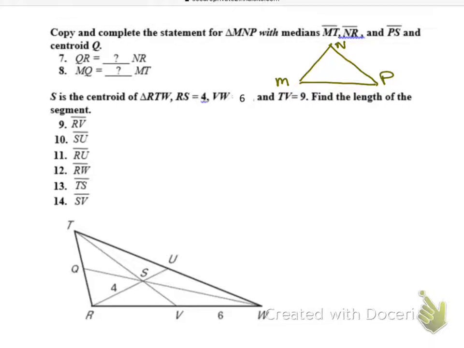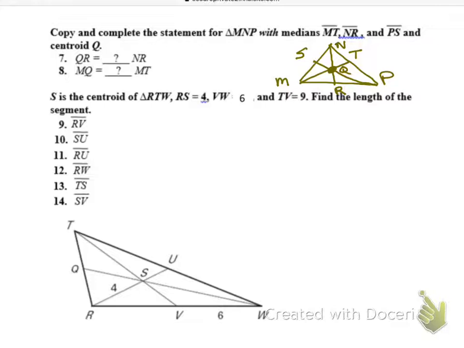and it says it has these medians. So one median is MT, so that's a median, which is MT. Another one is NR, so here's NR. And then another one is PS. And then they say the centroid, which is this middle point right here, is Q. Okay, so if you did not draw that triangle, you probably were very confused about this problem. So if they don't give you an illustration, you need to provide one for yourself.